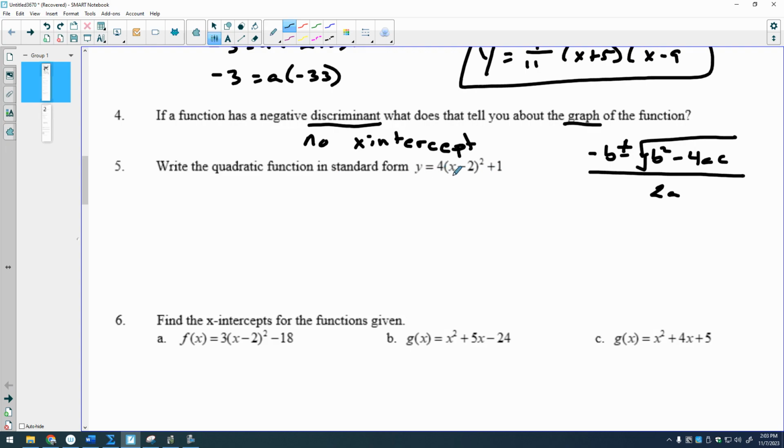Okay. Write a quadratic function in standard form. All I'm doing is multiplying this out so that this looks like this. This is vertex form. This is standard form. Most of the time, we're asking you to go from standard to vertex by completing the square. This one's just a little different. Just want to see, can we FOIL? Leave the 4 alone. x minus 2 squared means take x minus 2 times another x minus 2.